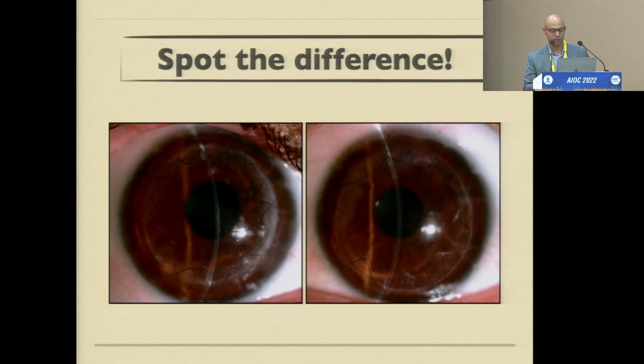This patient had both eyes done. One was done with a big bubble DALK and one was done with a groove and peel technique. And you can see both look equally clear. You can't really make out which one is done by which technique.